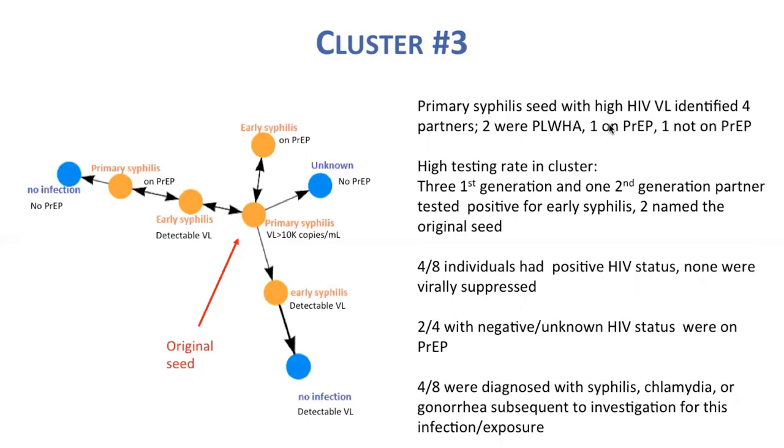Half of all individuals were living with HIV. None were virally suppressed. Half of the people in this cluster were also diagnosed with syphilis, chlamydia, or gonorrhea subsequent to investigation for the current infection or exposure. And given risk for HIV transmission associated with detectable viral load among HIV-positive partners, the high burden of syphilis in this cluster, and additional STI that was continuing to be diagnosed, PrEP use in this cluster would have been key. However, half of the individuals with a negative or unknown HIV status were on PrEP.